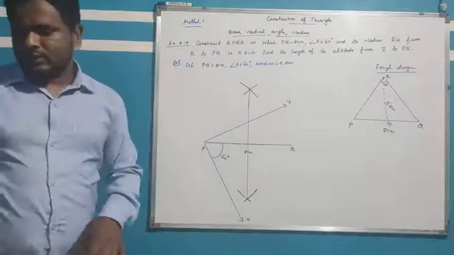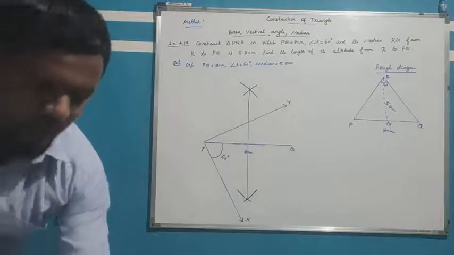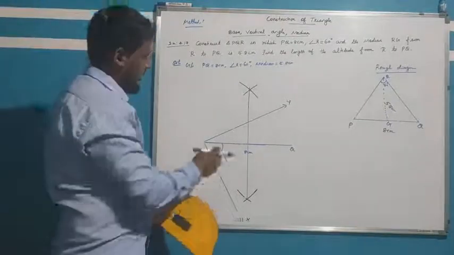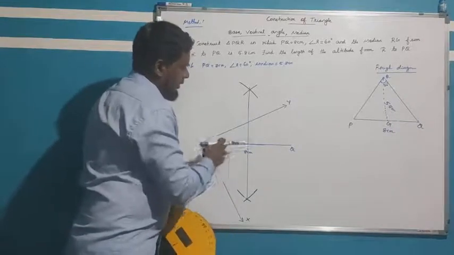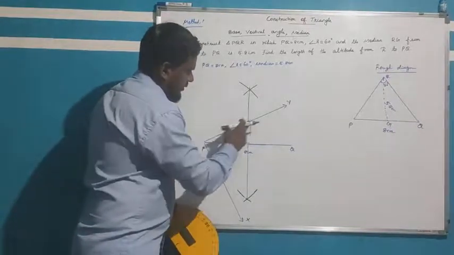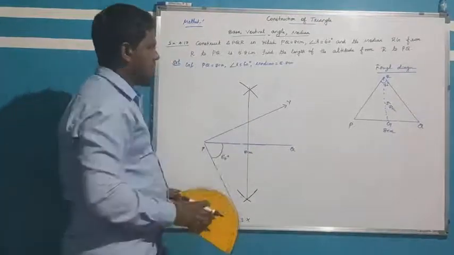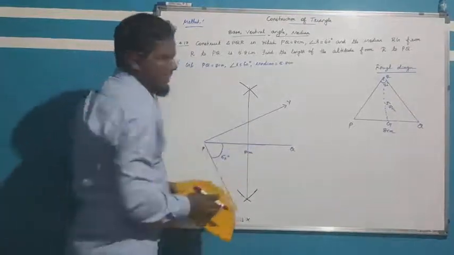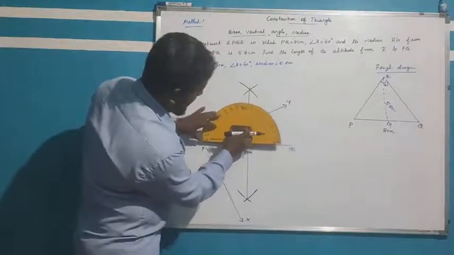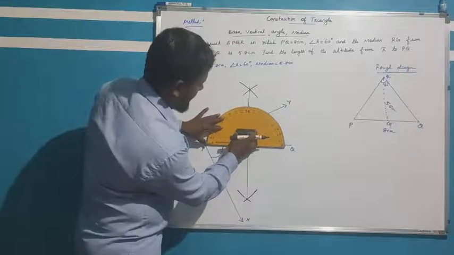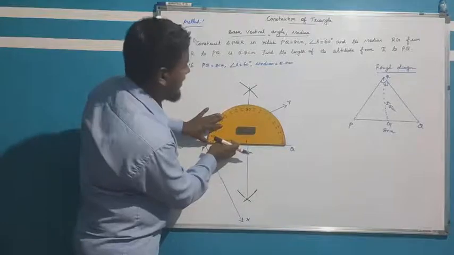So then after that, take the protractor and measure and see. Now look in this angle, in this altitude, and this perpendicular bisector, is there 90 degrees or not? You have to check. So you will get 90 degrees, or else it is wrong.